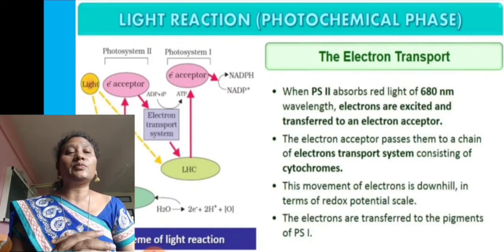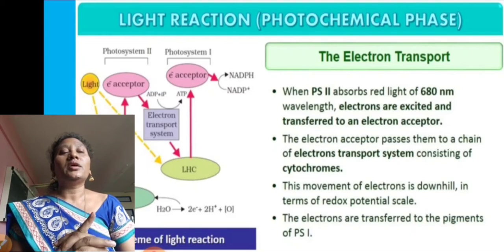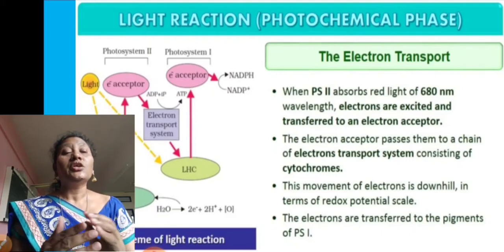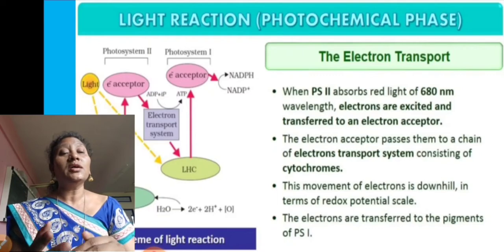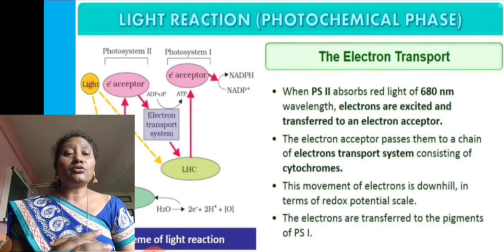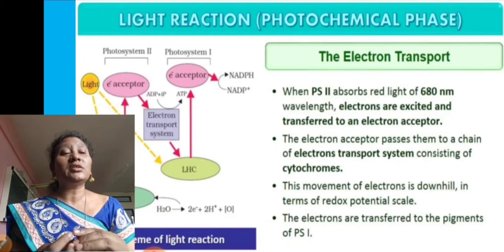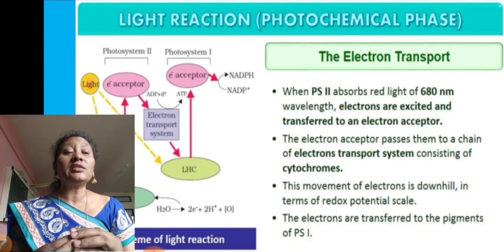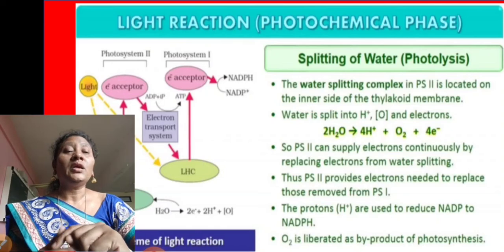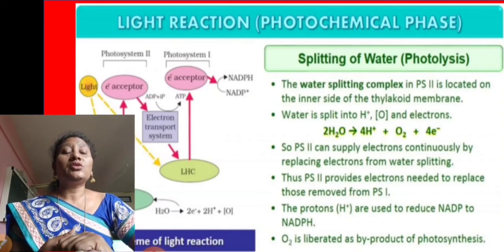Now the electron transport. When PS2 absorbs red light of 680 nm wavelength, electrons are excited and transferred to an electron acceptor. The electron acceptor passes them to a chain of electron transport system consisting of cytochromes. This movement of electrons is downhill in terms of the redox potential scale. These electrons are then transferred to the pigment of PS1.